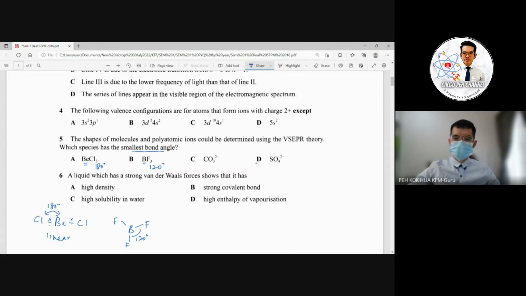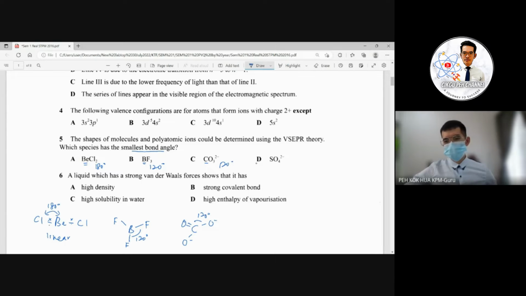Okay. Then for the carbonate ion here, the carbon will have a double bond. Okay, so it will be like this. So here also trigonal planar for this species. So it will also be 120.